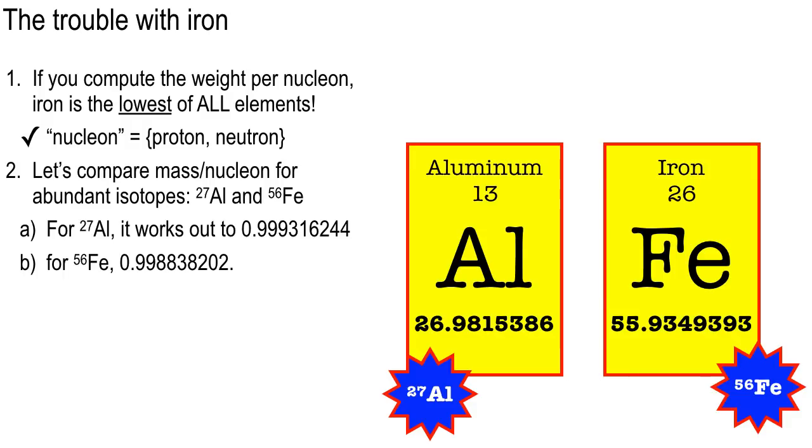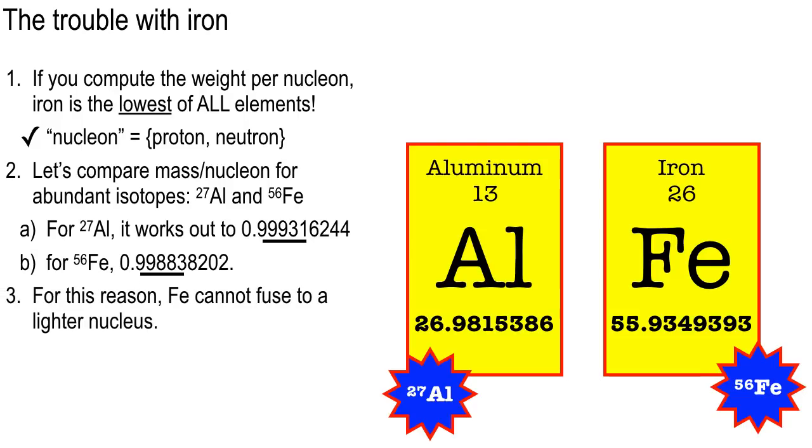But there's the difference. Look at the first 5 digits, that's all you have to look at: 0.99931 for aluminum, and for iron, 0.99883. So that's a little bit smaller. The reason for this is iron is really tightly bound, and we can't fuse it to a lighter nucleus. If we try to fuse it into anything, it'll be a heavier nucleus. So we're not going to get any excess energy.